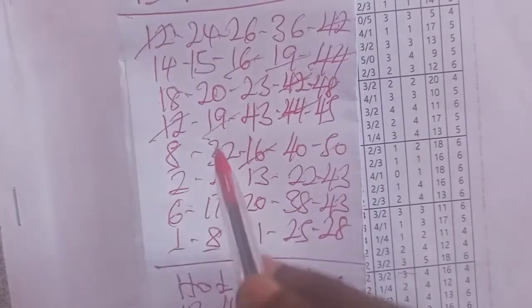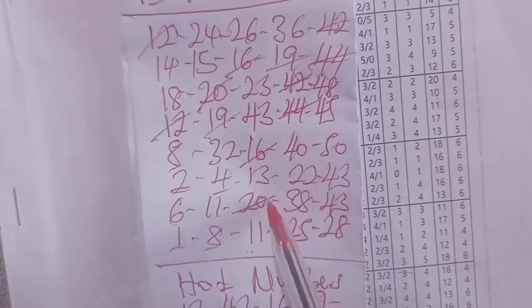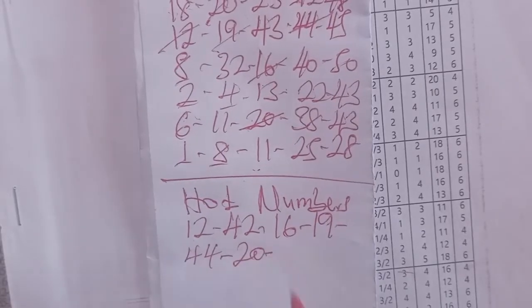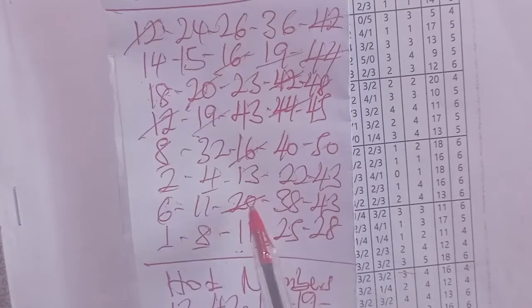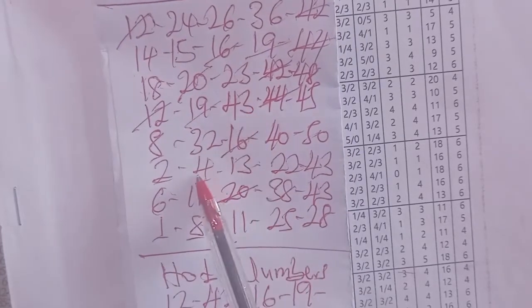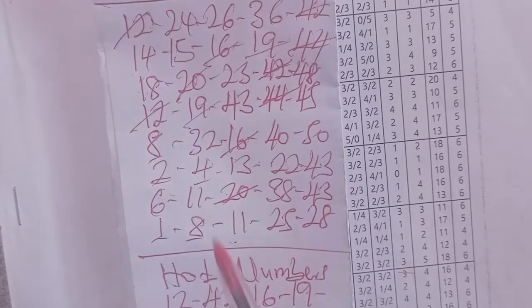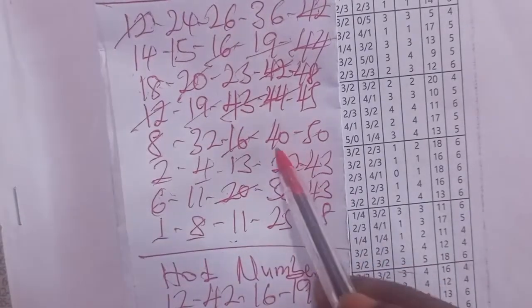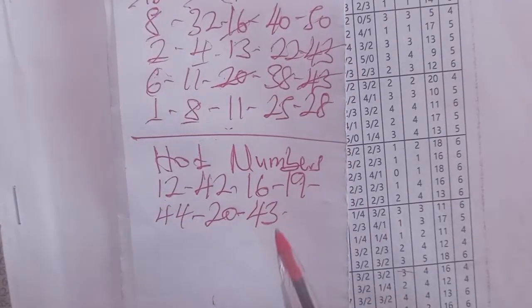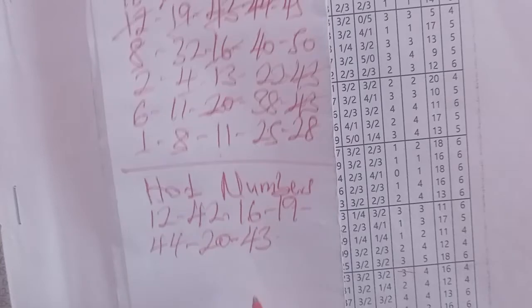20. Okay, we have 20 here. Then we have 20 here. So 20 becomes a hot number for Euromillions lottery today. The next 23, then the next 43. So 43, we have 1, 2, 3, 43. So 43 becomes a hot number.